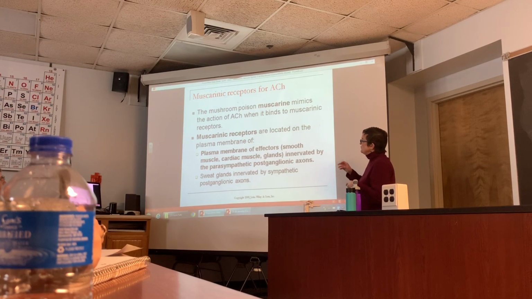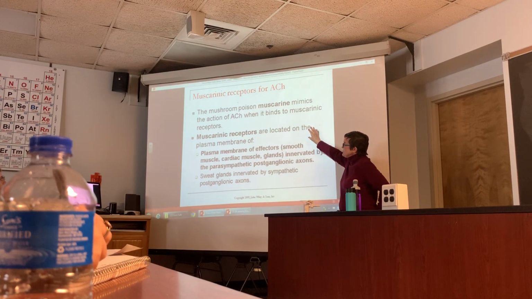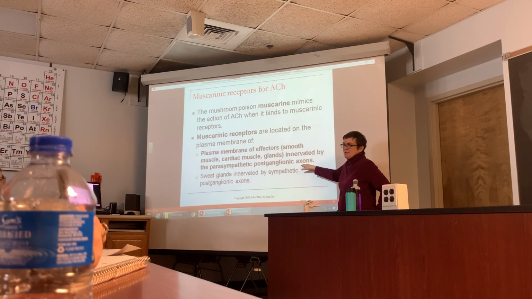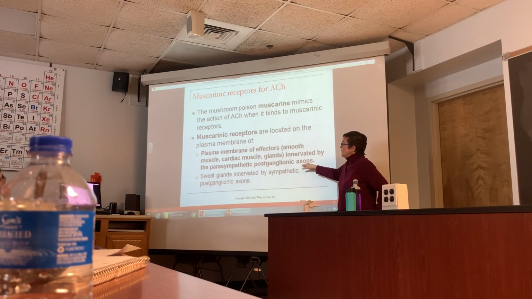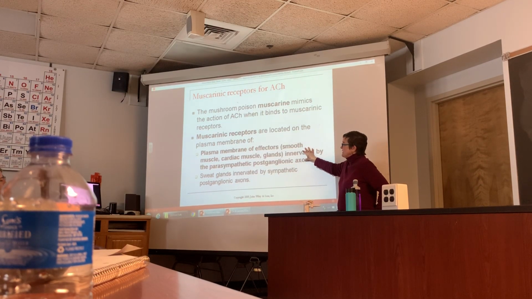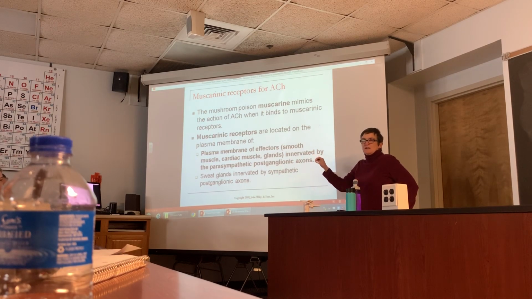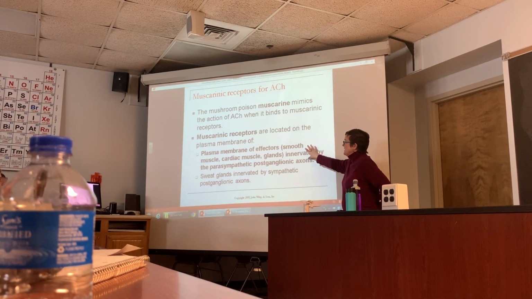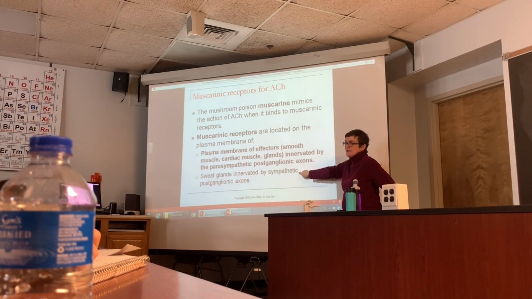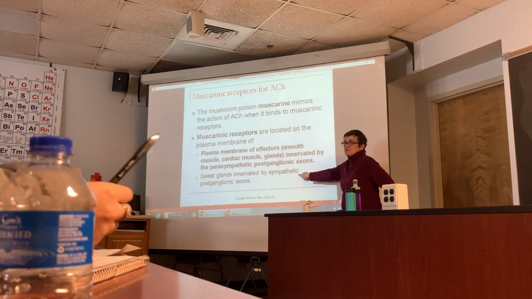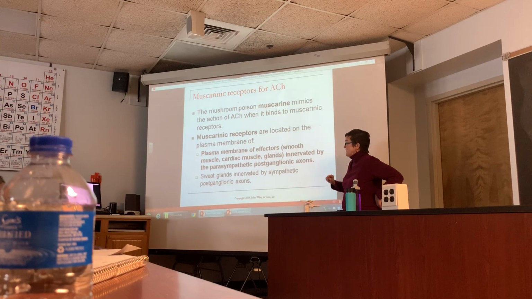Acetylcholine binds to these receptors, which are located on the plasma membrane of effectors in the parasympathetic division. In other words, anywhere that you see the postganglionic parasympathetic neurons stimulating effectors, they are going to be muscarinic receptors. And then also, oddly enough, the sweat glands, remember these are being stimulated by acetylcholine as well, they also have muscarinic receptors.